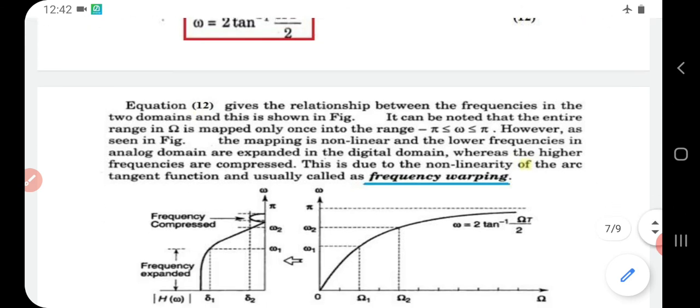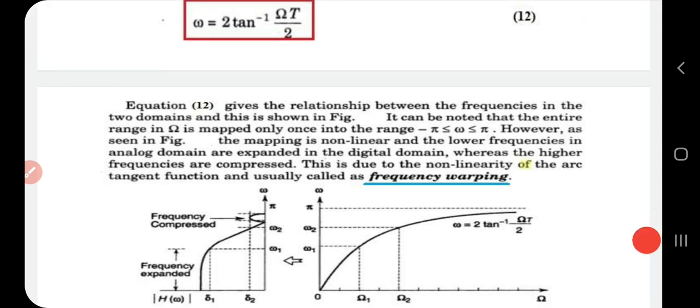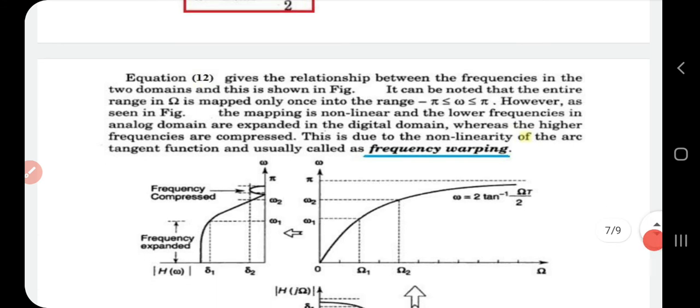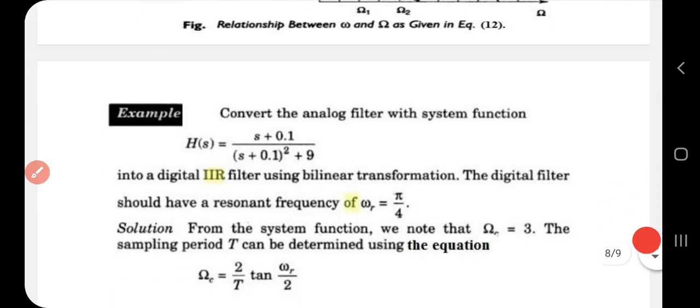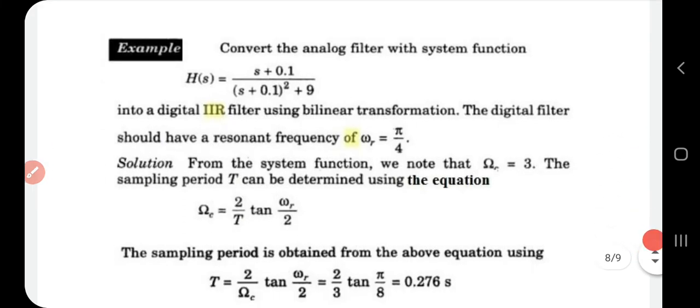Why? Because after mapping from analog system to digital system, that is from S domain to Z domain, all the lower frequencies are expanded, whereas all the higher frequencies are compressed or contracted. Okay, this is mainly due to the non-linearity of the arctangent function, and this phenomenon is called frequency warping. So in order to support your explanation, I think you can draw this particular figure, no need of drawing the other two figures. Okay, now this is just an example.